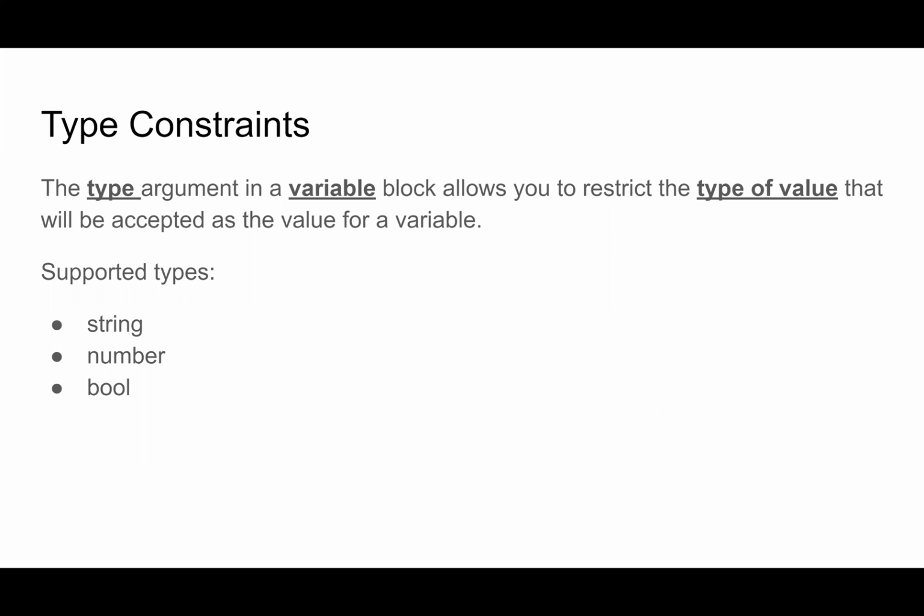We'll touch on type constraints. So the type argument in a variable block allows you to restrict the type of variable that will be accepted as the value for the variable. The supported types currently in Terraform are string, number, and Boolean.